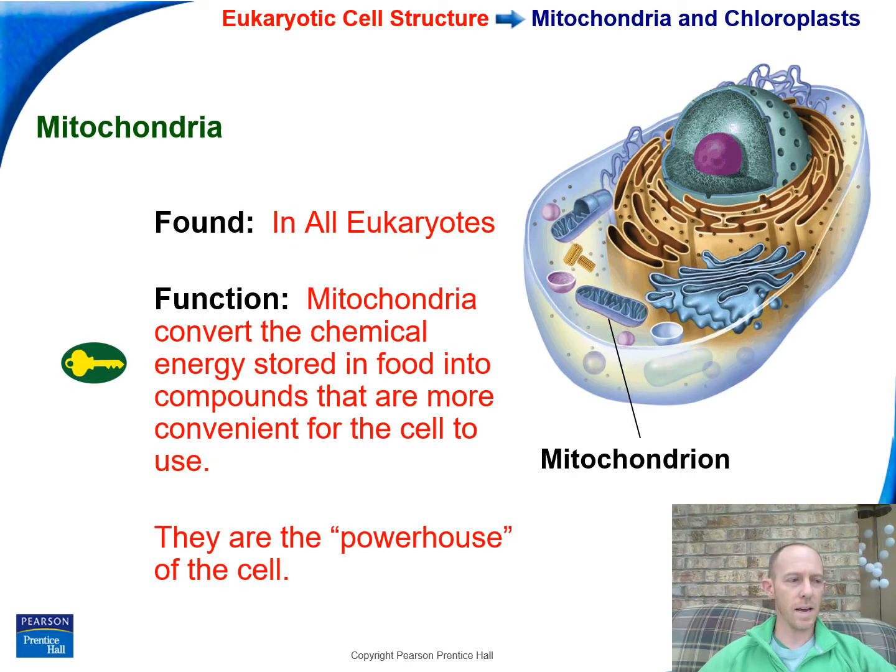All right, we're up to number 8, mitochondria. Where are they? What do they do? So all eukaryotes have mitochondria. Why do prokaryotes not have mitochondria? Answer that question in 3, 2, 1, answer. Yep, because prokaryotes don't have membrane-bound organelles. Correct. So mitochondria, they're found in all eukaryotes.